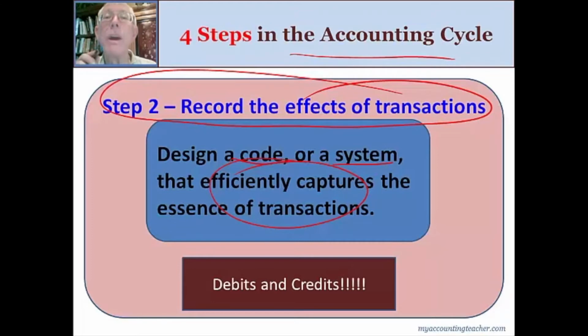Well, we got one for you. If you're talking about business and the accounting cycle, we've got one. It's called debits and credits. It's a system that's been around for over 500 years. It's a code, and it's awesome. And you are soon going to be one of the persons who understands this code.